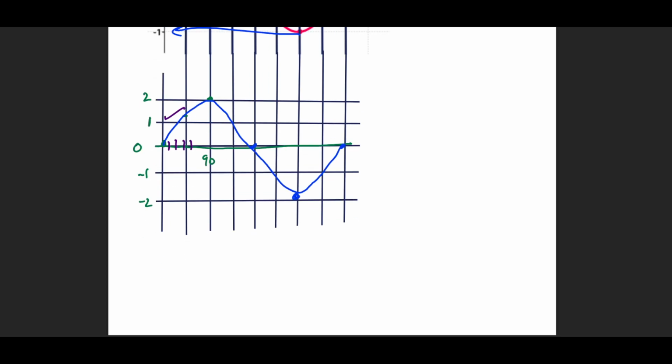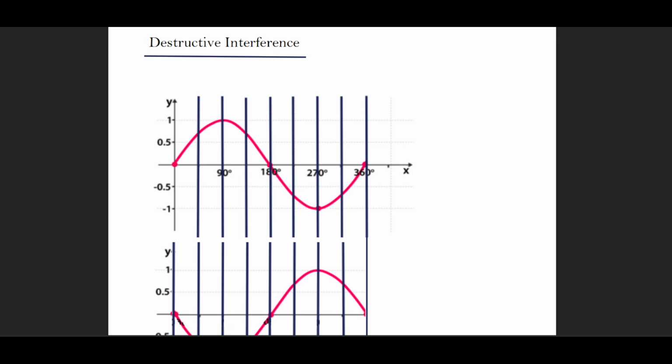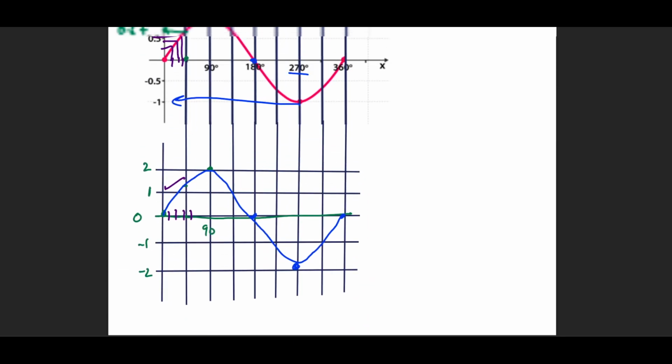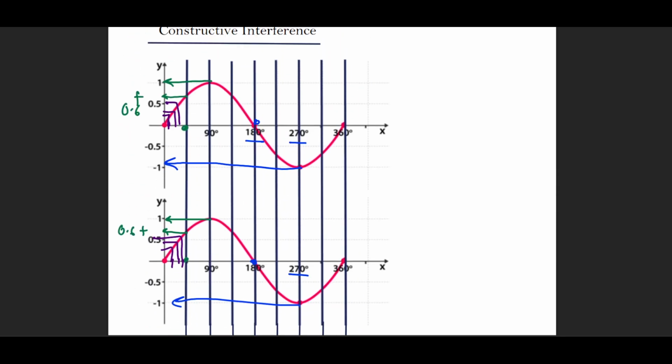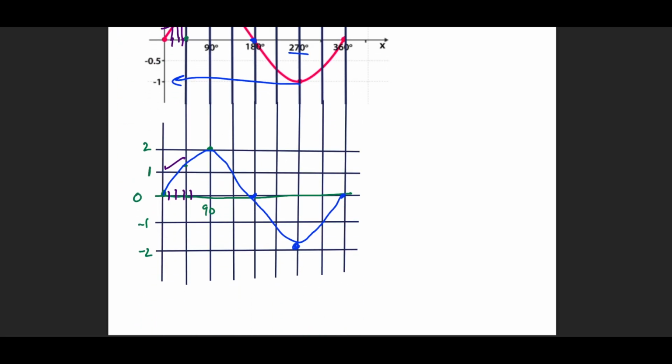Okay. Then we have destructive interference. You need to understand that this is a complete destruction of the wave. The output should be 0. Only then can we call this destructive interference. You will see in some situations in the following videos that constructive interference will still occur. There will still be an addition of amplitude.